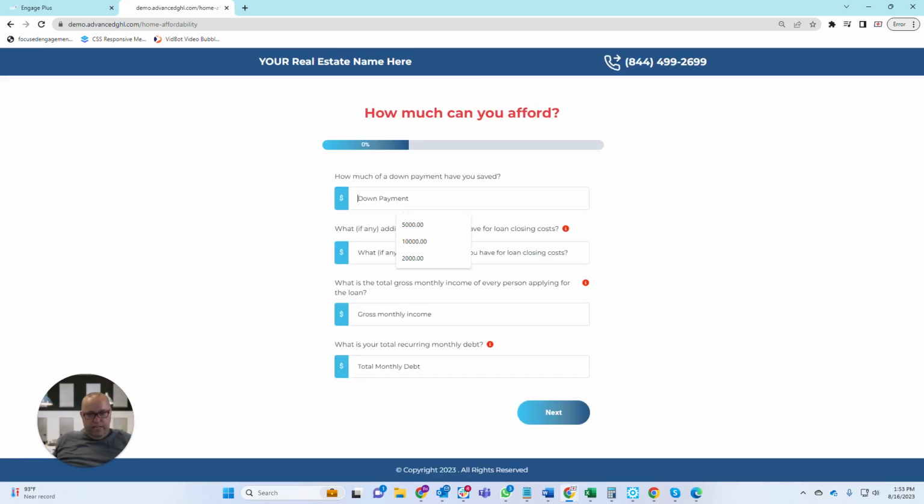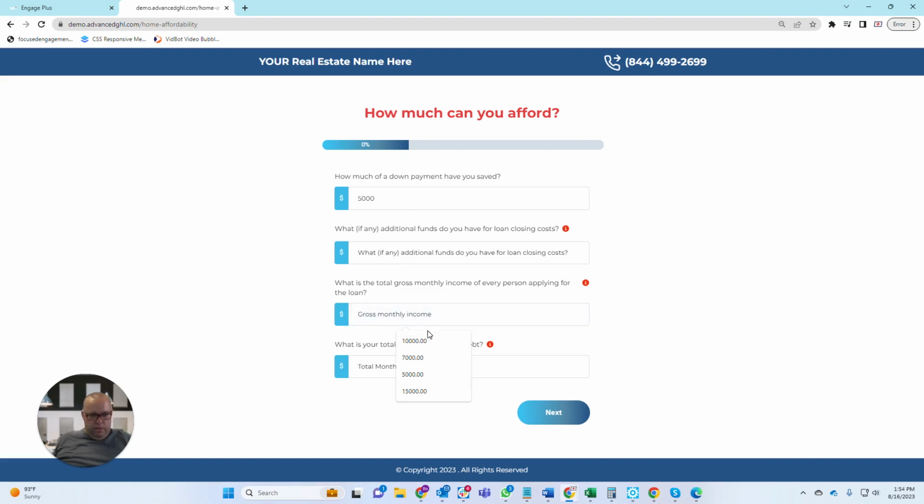So do you have anything saved for down payment? We'll go ahead and put in $5,000. As you know, if you're a realtor or a broker, you know that down payment is going to be really dependent a lot on what kind of mortgage you can get. So do you have any funds for closing costs? Well, these little modals let them get more information on why we're asking for these questions. They can keep it blank if they want, or they could put a number in. We'll go ahead and keep it blank for now.